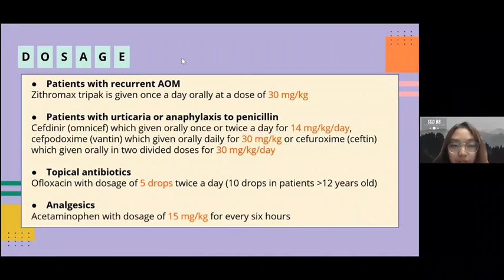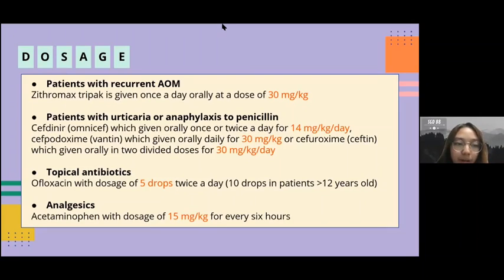For patients with recurrent acute otitis media, Azithromycin is given once a day orally at a dose of 30 mg per kilogram. For patients with urticaria or anaphylaxis to penicillin, cefdinir can be given, orally once or twice a day at 14 mg per kilogram per day, or cefpodoxime, given orally daily at 30 mg per kilogram, or cefuroxime, given orally in 2 divided doses at 30 mg per kilogram per day.